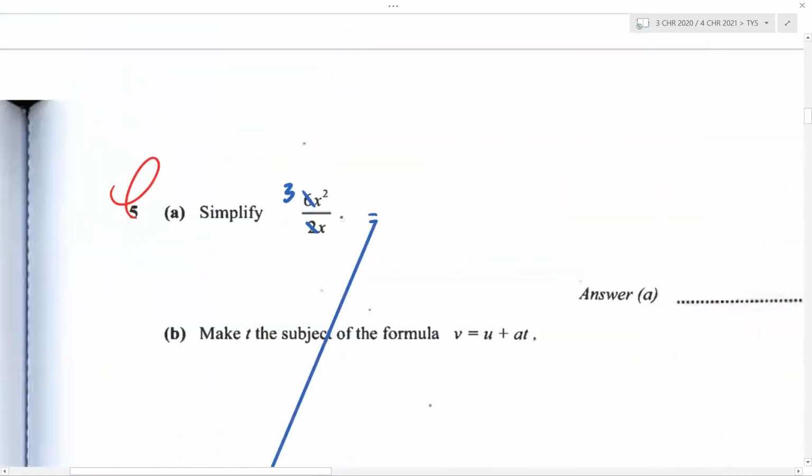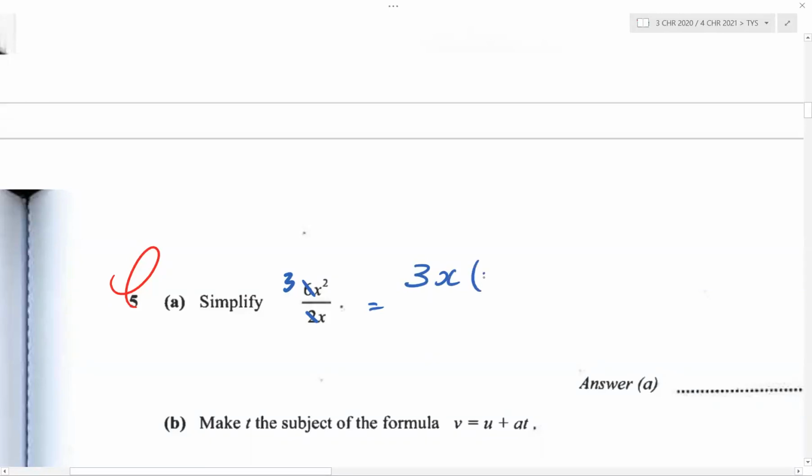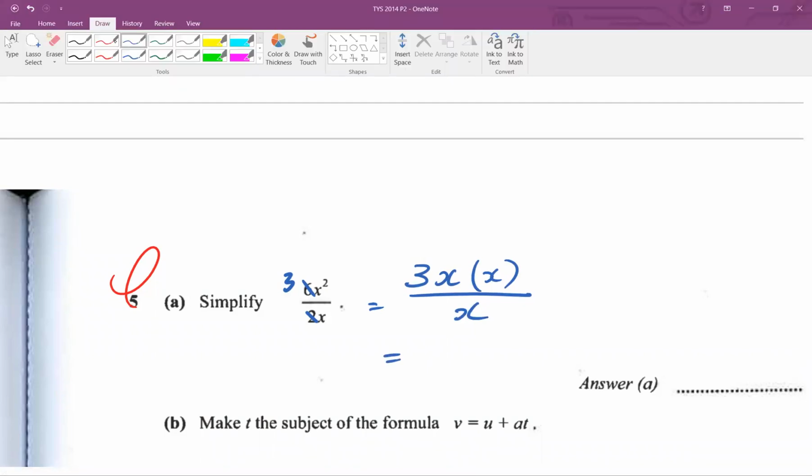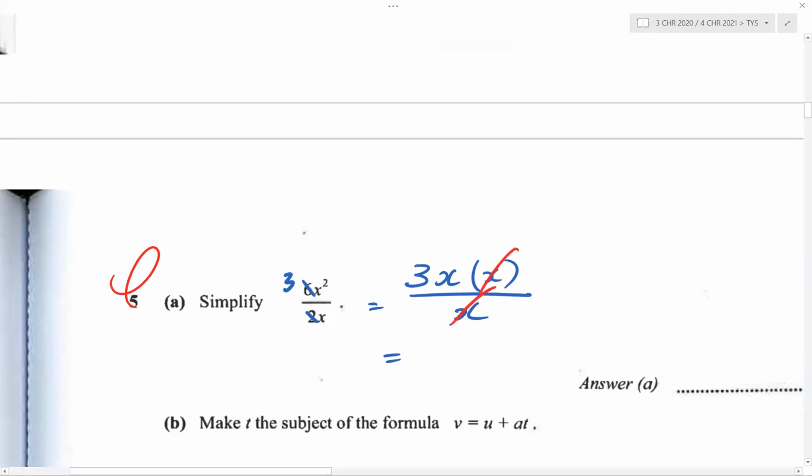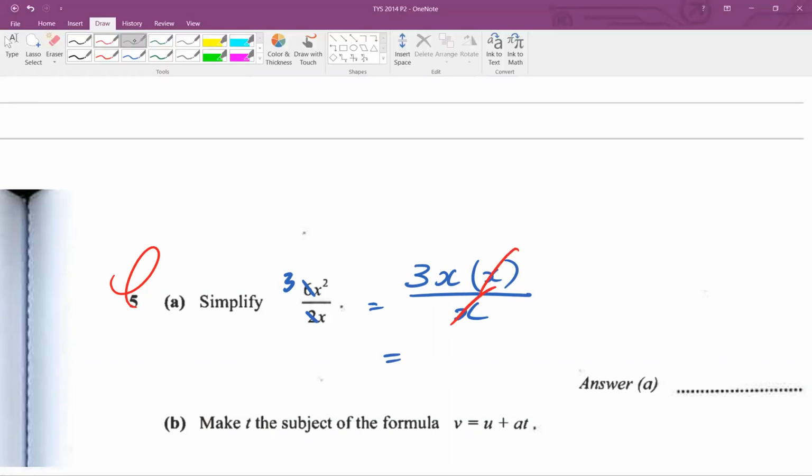So what this means is that 3 times x over x squared. X squared is x times x, so you can further cancel, leaving us with only 3x.